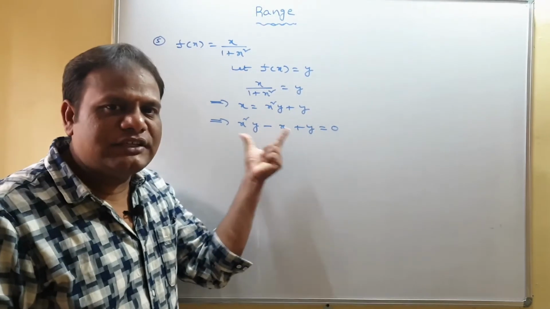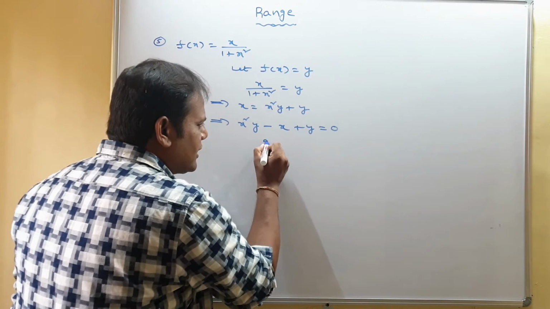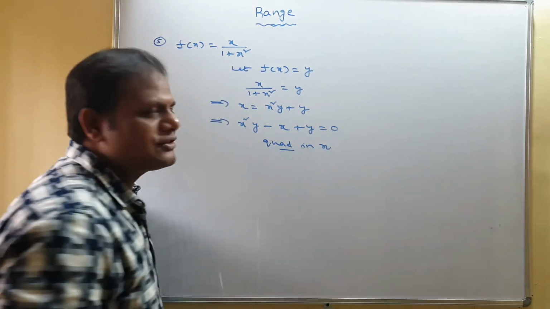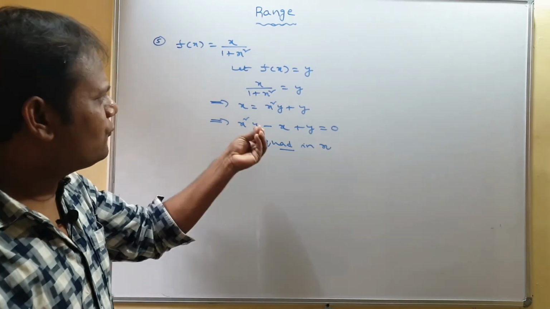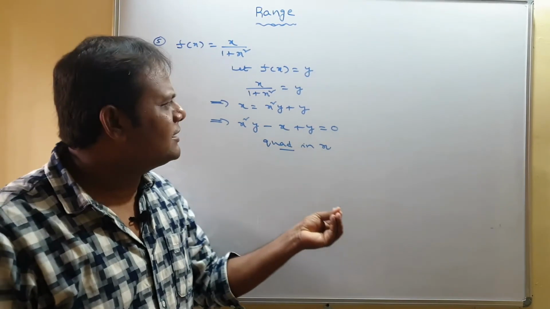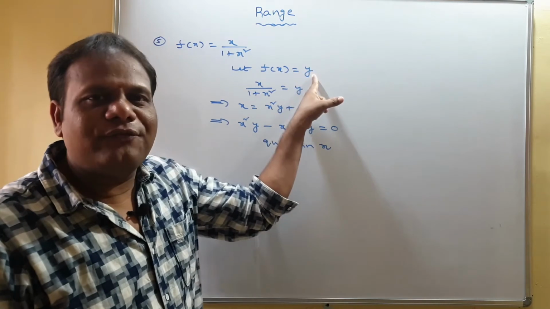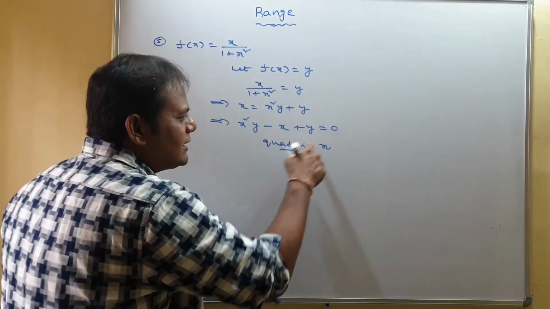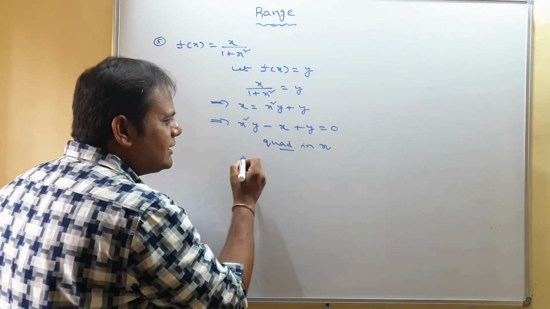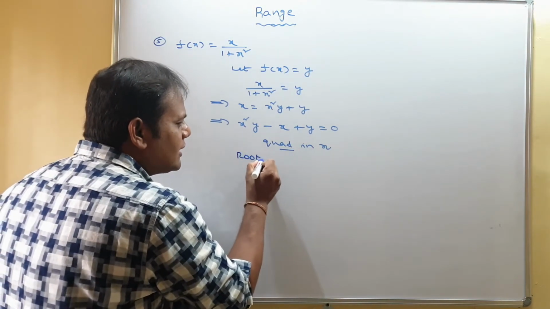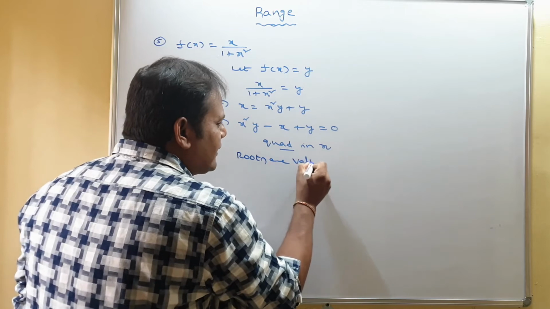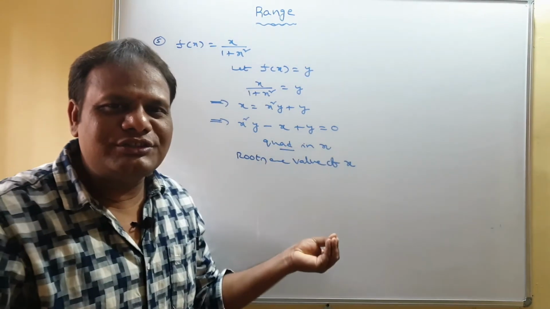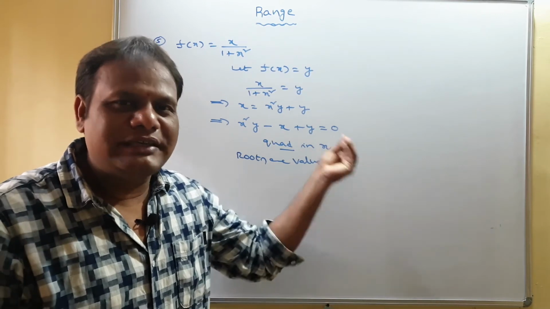Once you observe this equation, is it quadratic in x? Yes, it is quadratic in x. So what is our target? Our target is finding the values of y where x exists. Here it is quadratic in x. So quadratic in x means the roots are the values of x. Yes. Quadratic in x means roots are what? The values of x only.